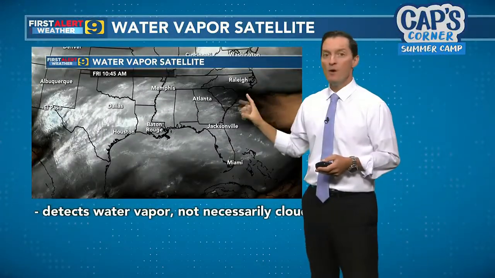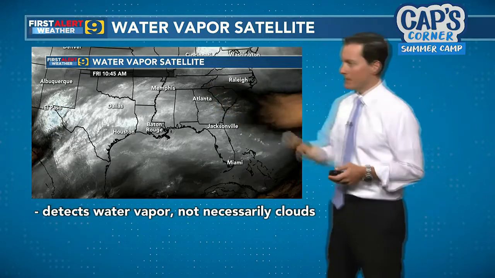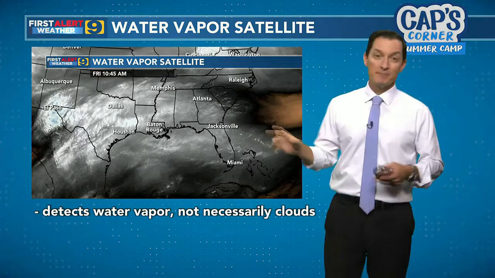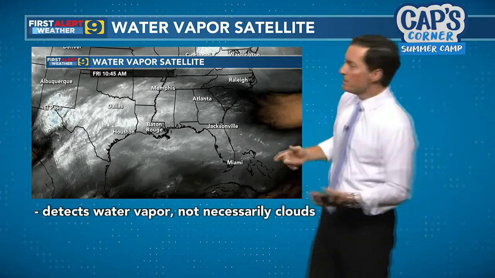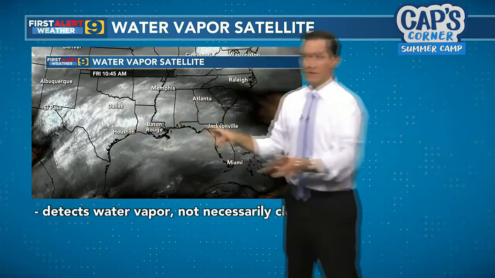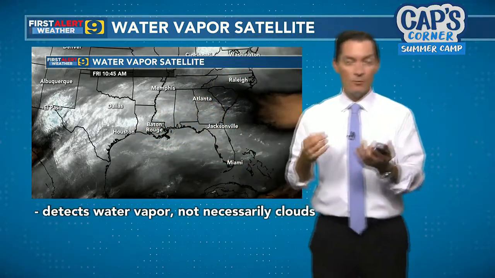We also use water vapor satellite imagery in weather and meteorology. Here's what's important. This is something that gets a little bit confused sometimes. So as you look at this, all the white here, this isn't really clouds. This is the satellite actually detecting water vapor.